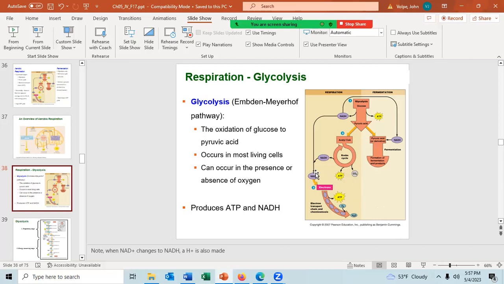All right, glycolysis is the oxidation of glucose to pyruvic acid. It does have another name, which I don't use. Glycolysis occurs in most living cells. It can occur in the presence or the absence of oxygen, and it does produce ATP and NADH.